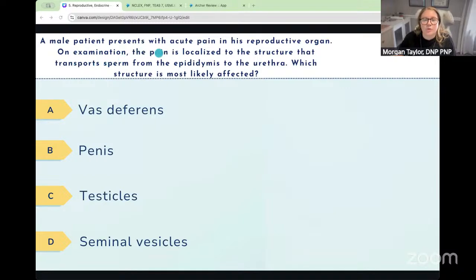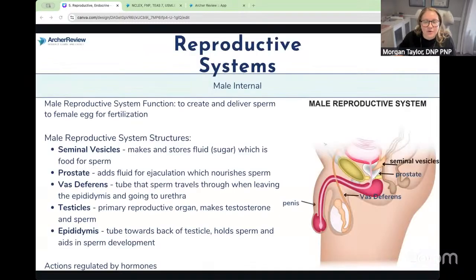Transports sperm. Which organ is that? Good. You guys have got it. Yes, it is the vas deferens. So here is the photo that was asked for. The vas deferens is right here, that orange tube.